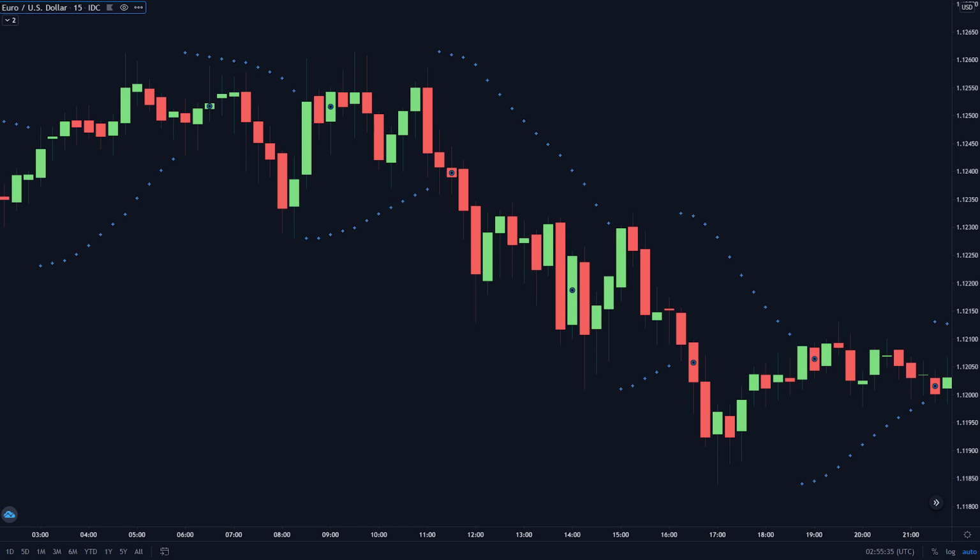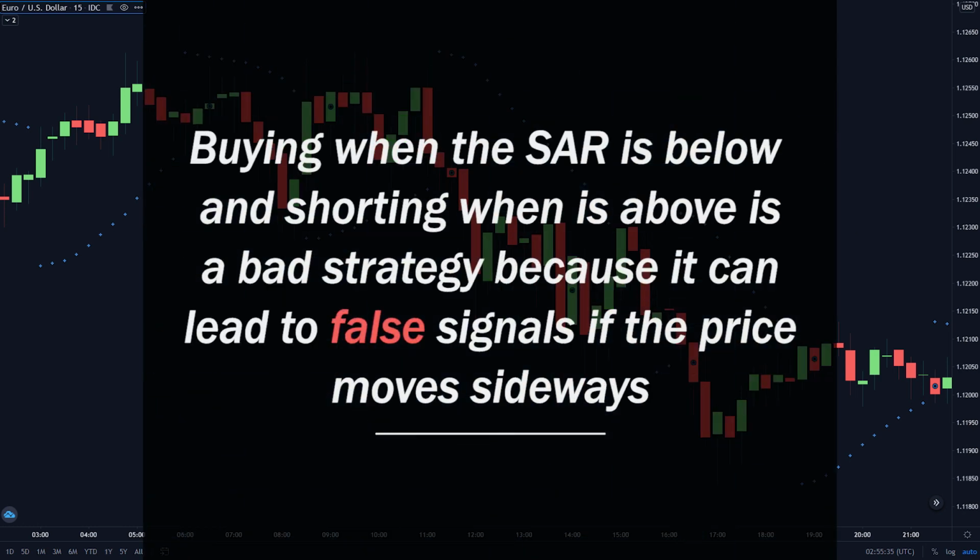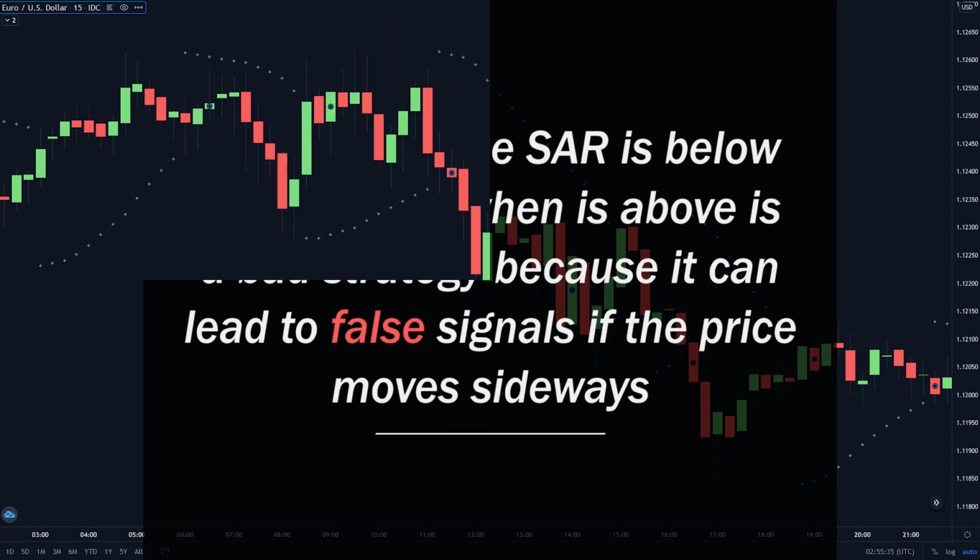Well, that is not a very good way of using the Parabolic SAR, because using the strategy this way would result in a very low win rate. It can lead to many false signals when the price moves sideways.